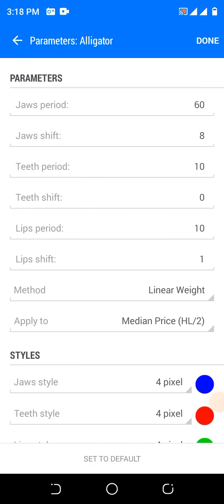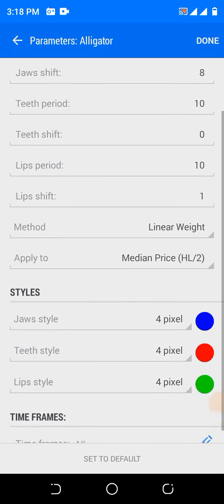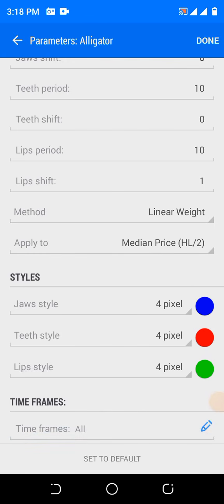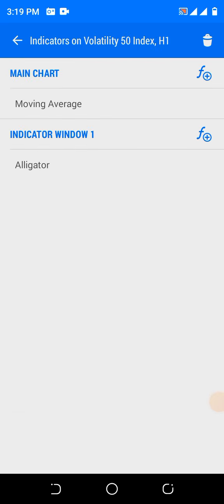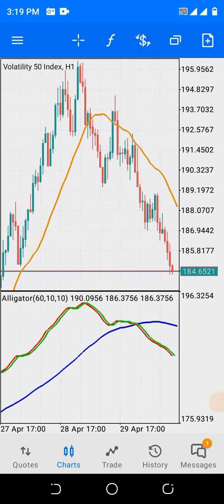All right, so here is the style: the jaw style blue, teeth style red, and lips style green. Do you understand? So that is all for the indicator settings. Once you're done setting up this way, you click on done. Now back to the charts. Now let me show you how to make use of this indicator.